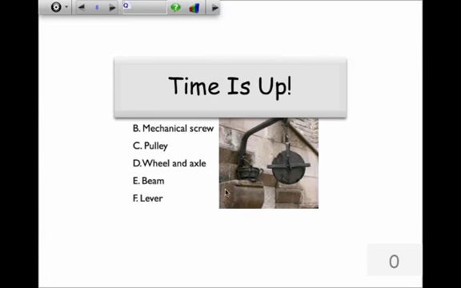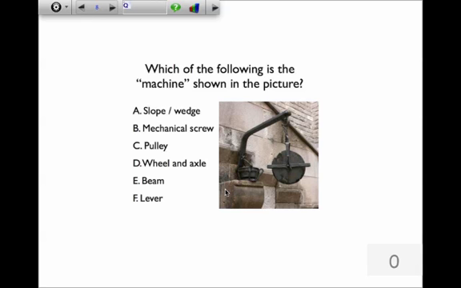So this is a pulley. Now some of you may have put a wheel and axle, and the clicker probably told you that was wrong. Not really, because a pulley is a type of wheel and axle. It's a type of wheel. It's a wheel with a groove around the edge, and in the groove you put a rope, a chain, or a cable of some sort. And it works because it changes the direction of force.